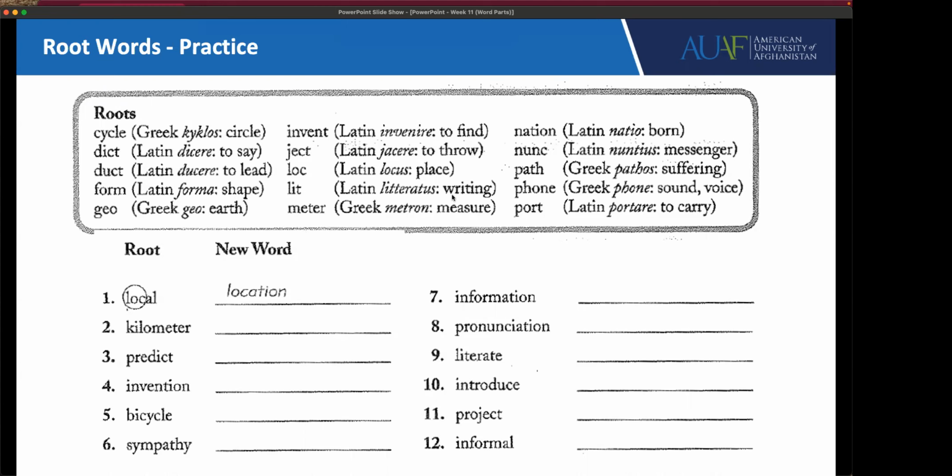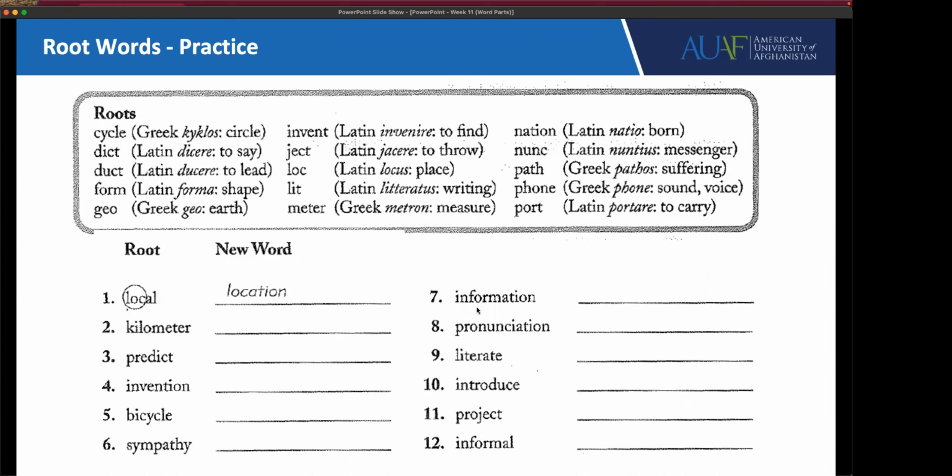Okay, how about pronunciation? Pronunciation is going to be nunce, messenger. This one, N-U-N-C. So do you have another word with that root in there? Pronounce doesn't have the N-U-N. We need to do something with N-U-N, messenger. Pronunciation. Let's leave that one.